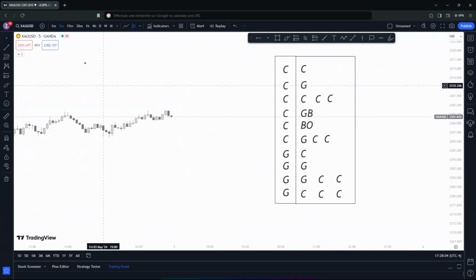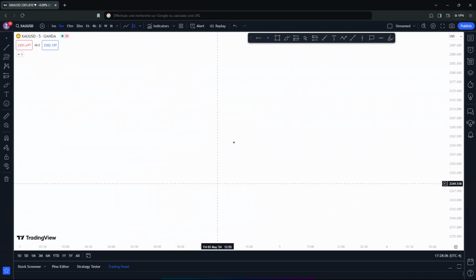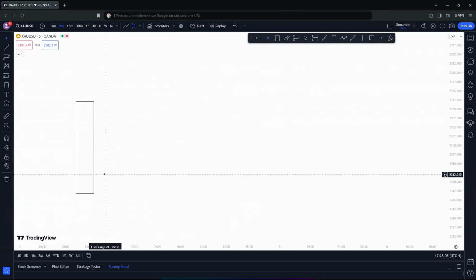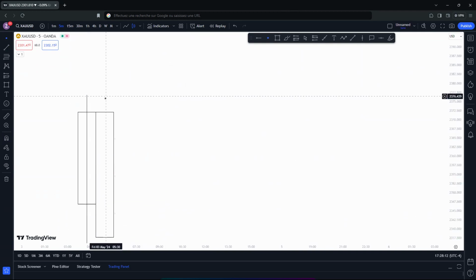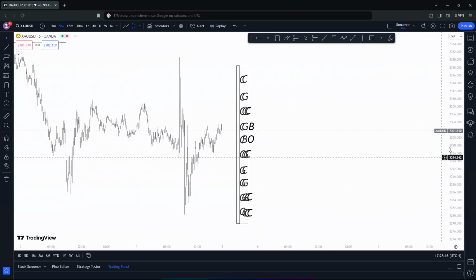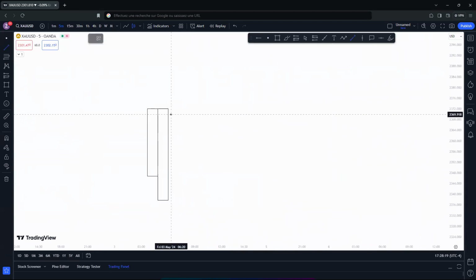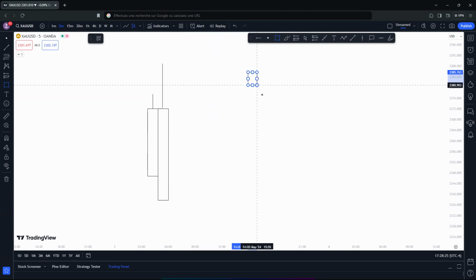So classic to breakout. Classic to breakout is something like this. You have your H4. Okay, so you have your H4. And then on H1, you're going to find something like this.